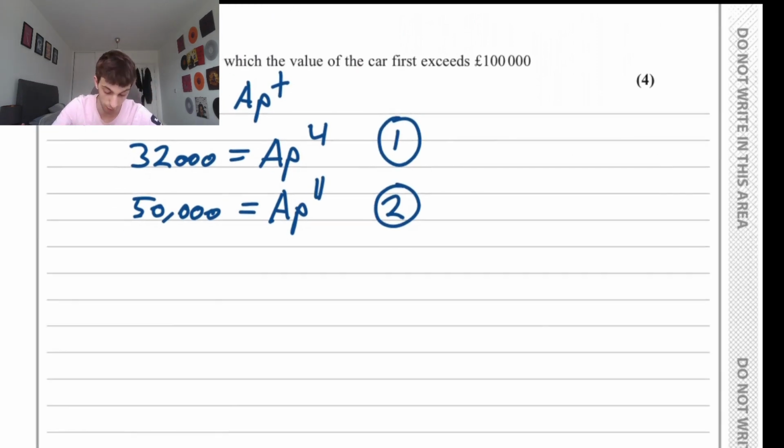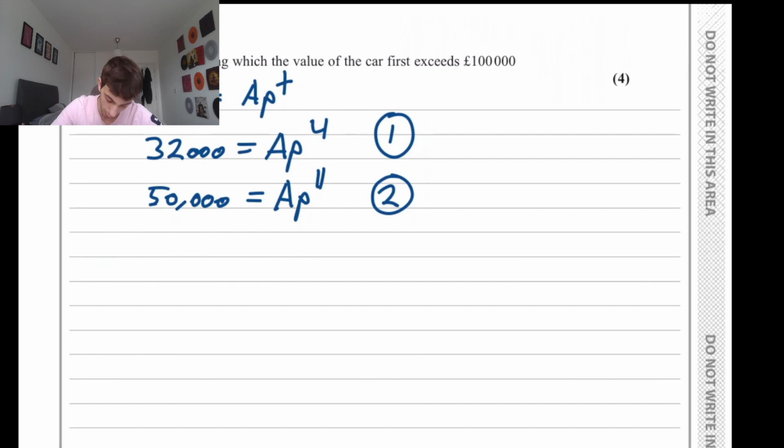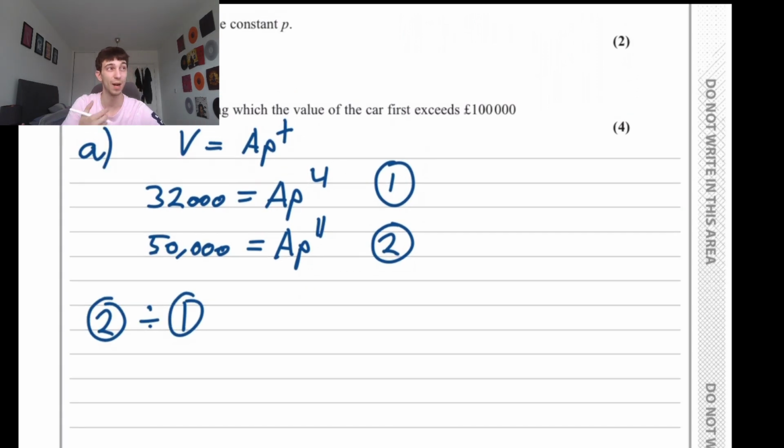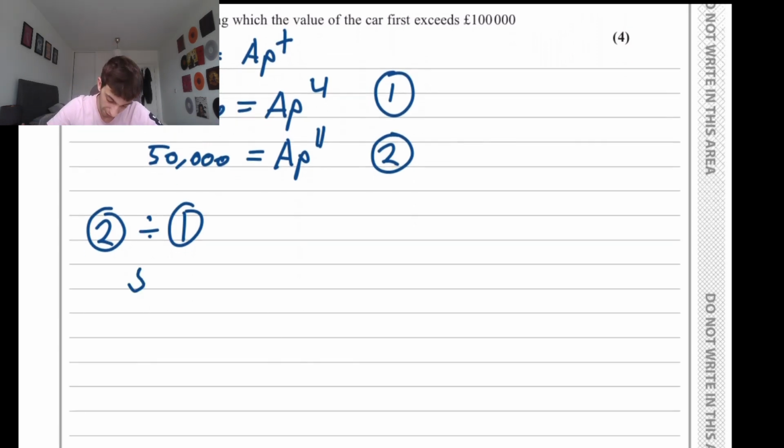Then from here, what we can do is divide one equation by the other. So let's do equation 2 divided by 1. Why are we doing this? Well, we have two unknowns currently, A and P. We only want one unknown. If we divide one equation by the other, we can cancel out the A's, which is perfect. And then we can find P. So we can do 50,000 divided by 32,000. That's the same as 50 over 32 equal to, the A's will cancel out, A divided by A, which is just 1.